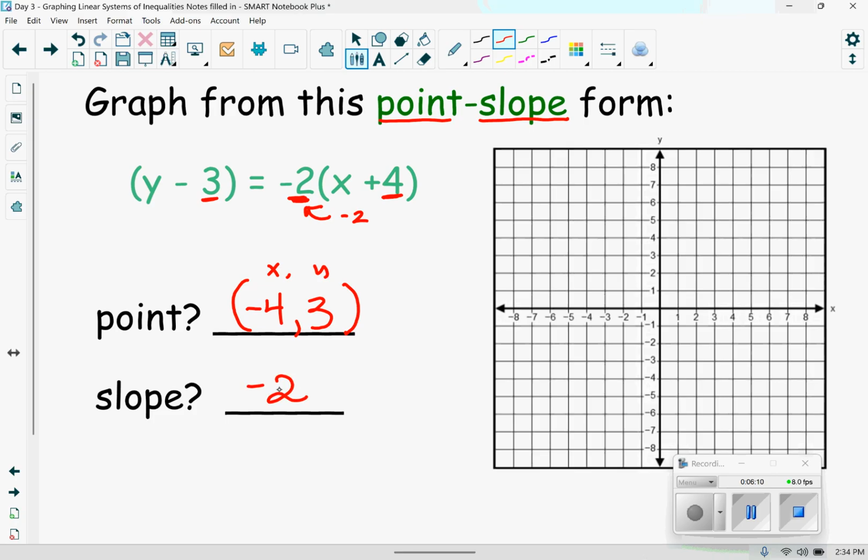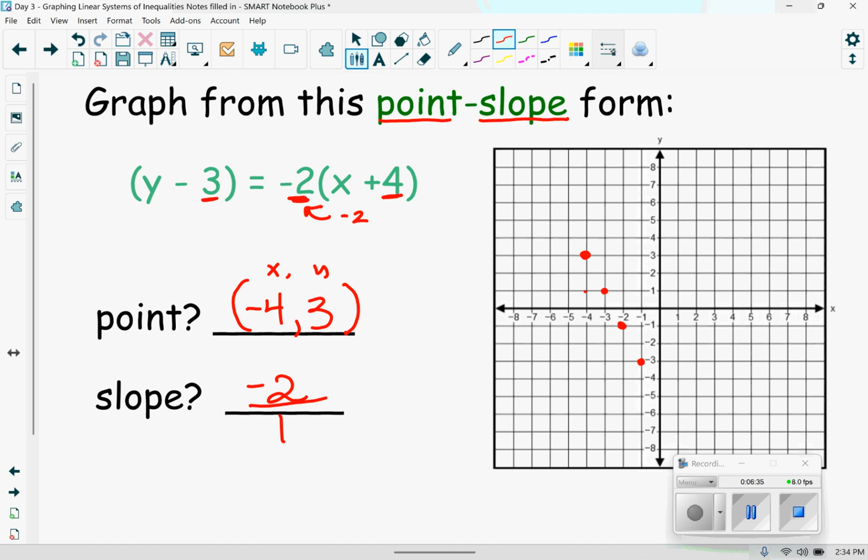Because on my graph, I'm going to go to (-4, 3) and set up shop, set up camp, if you will. 1, 2, 3, 4, 1, 2, 3. So I'm going to set up camp. And then the next day, after I'm nice and rested, I'm going to slope. I'm going to go hiking. So in this case, I'm going to go down 2 over 1, down 2 over 1, down 2 over 1.